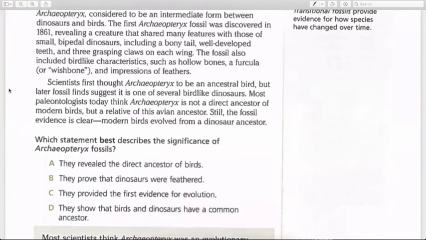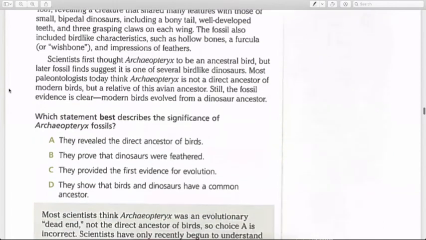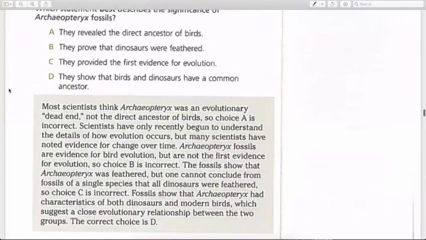Which statement best describes the significance of the Archaeopteryx fossil? A, they revealed the direct ancestor of birds. B, they proved that dinosaurs were feathered. C, they provided the first evidence for evolution. Or D, they showed that birds and dinosaurs have a common ancestor. Let's see what they say here.